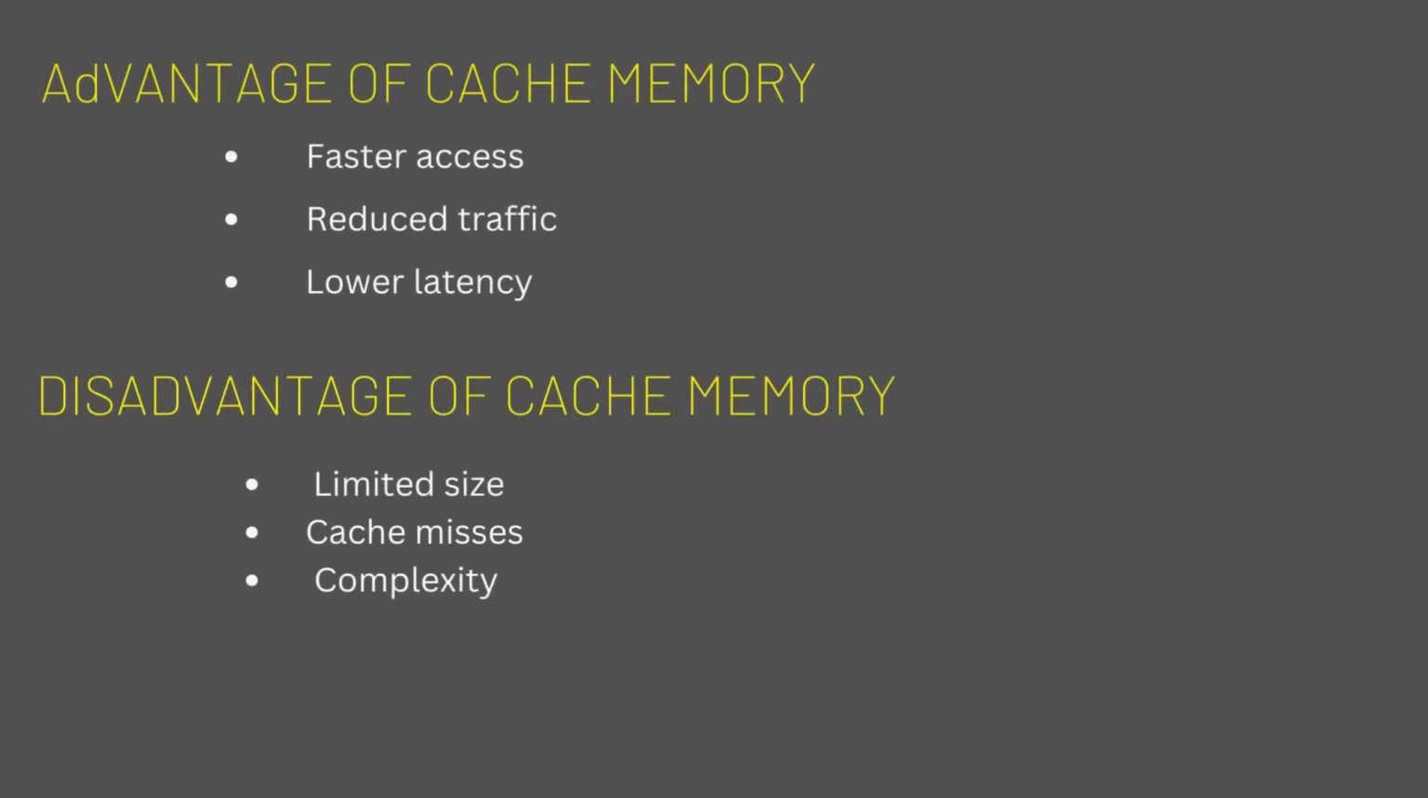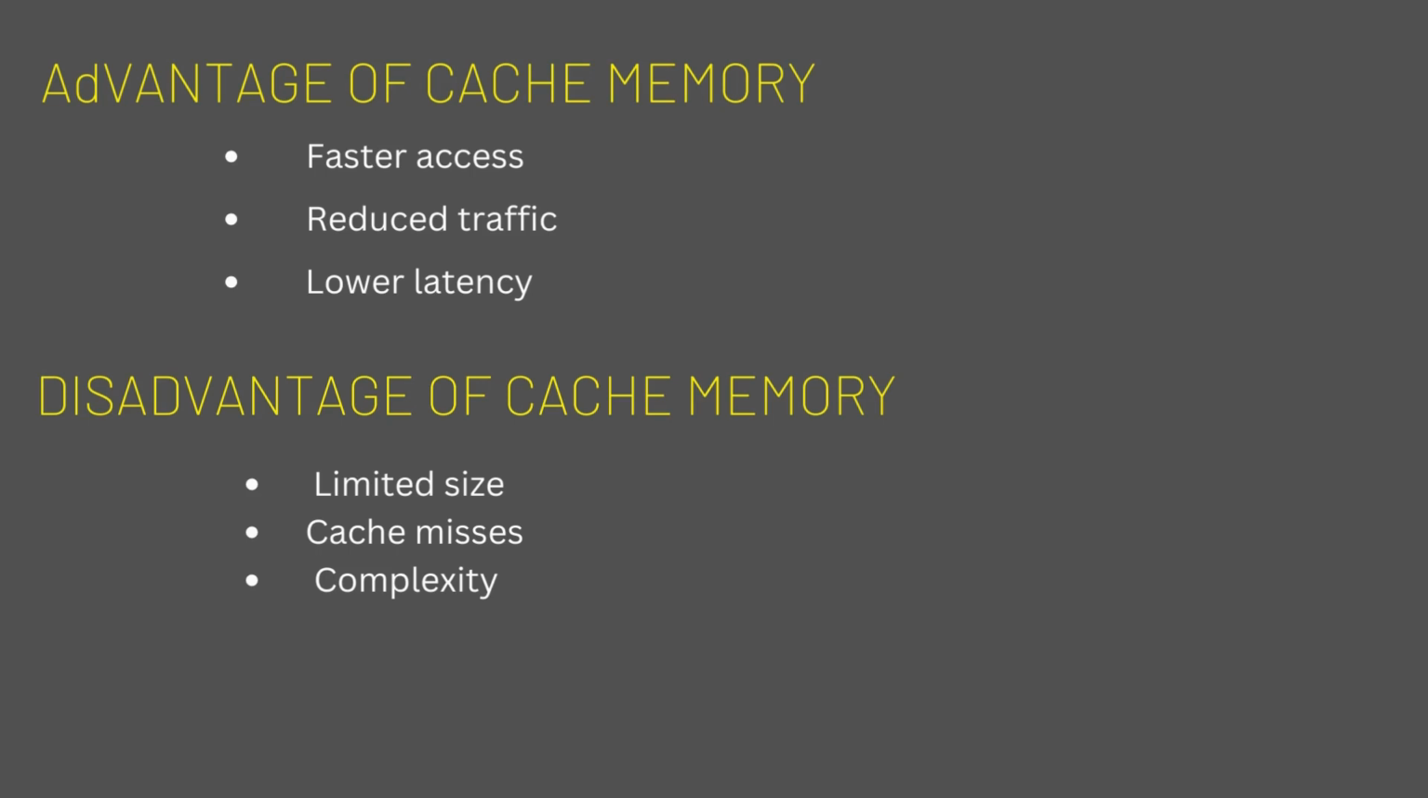Now we will see the advantages of cache memory. First is faster access. Cache memory is much faster than main memory as it is located closer to the CPU. This results in faster access times and improves overall system performance. Second is reduced traffic. By storing frequently accessed data and instructions in cache memory, the system can reduce the amount of traffic on main memory, freeing up bandwidth for other operations. Third is lower latency. Cache memory has lower latency compared to main memory, which means that it can deliver data to the CPU much more quickly.